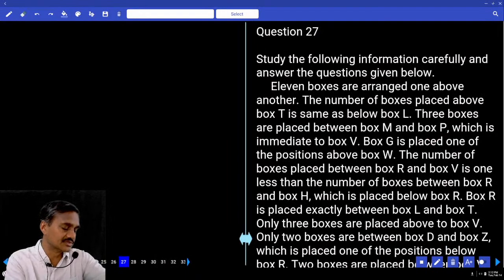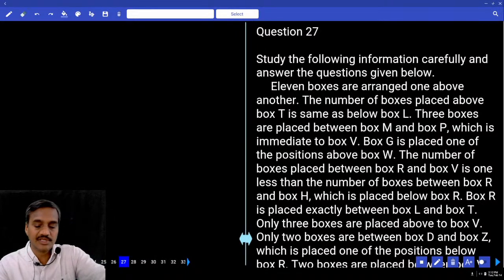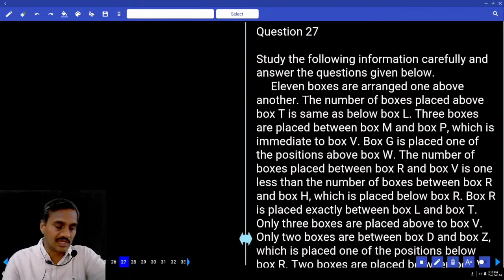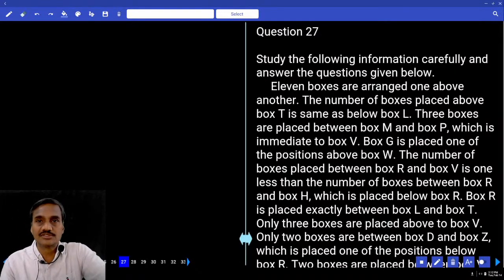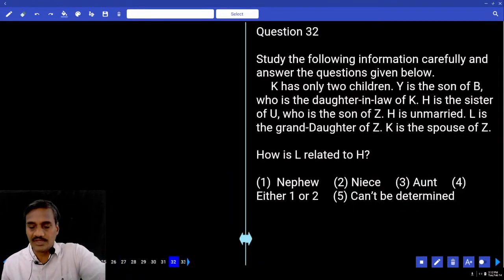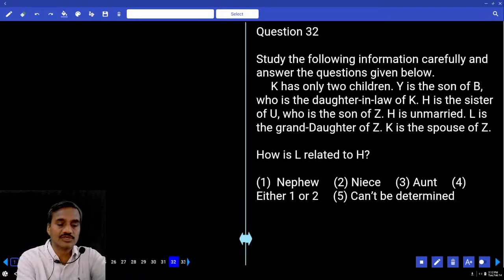Then 27 onwards. Now 27 to 31, it is based on boxes. Only that too 11 boxes were there. 11 boxes definitely under the second priority. Then 27 to how many questions were given? 31. Then 32 to 35, K has only 2 children.